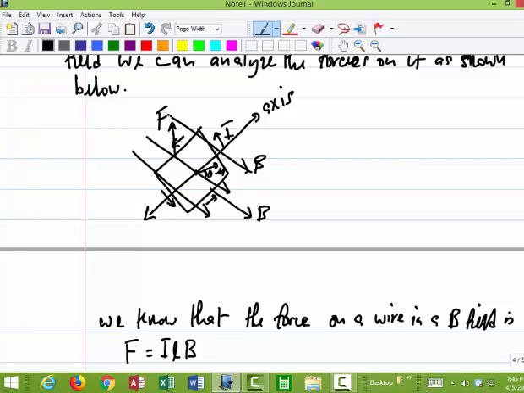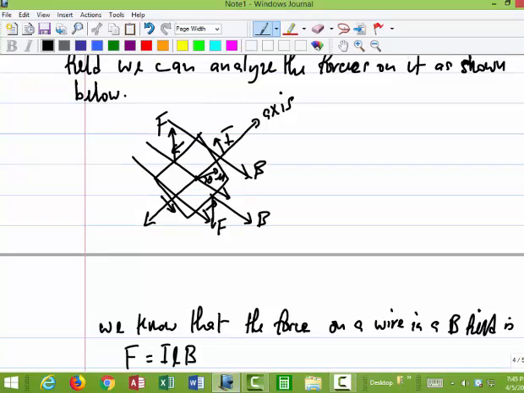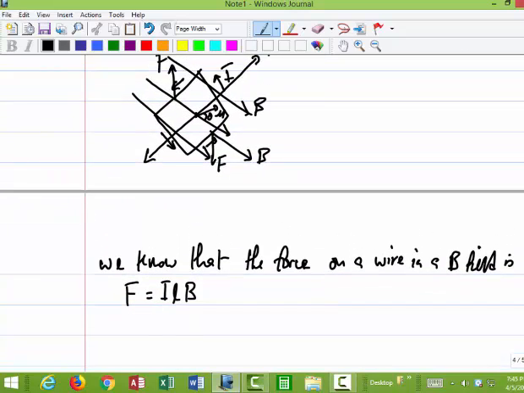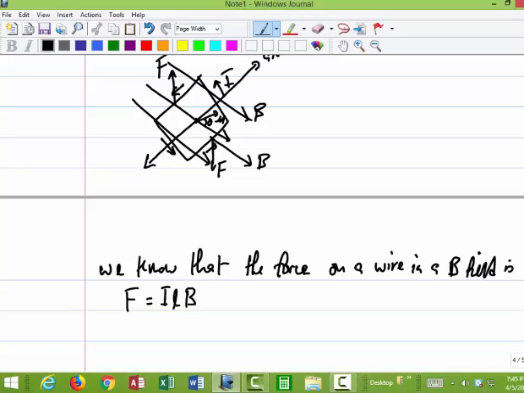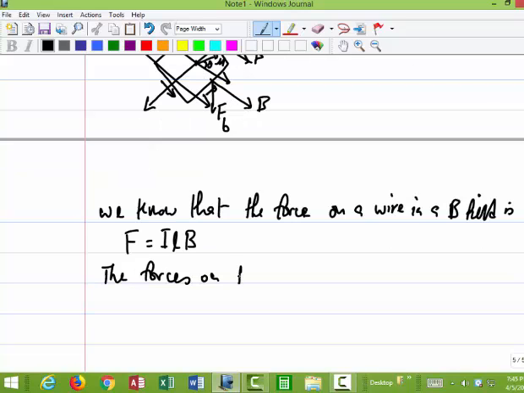The field is that way, so the force is downwards over here. So the tendency is to cause a torque on the wire to rotate it. Okay, so we'll say that this is the force at the bottom, force at the top. The forces on the loop are F_t and F_b. F is lowercase b, so the force on the bottom segment is F subscript b.